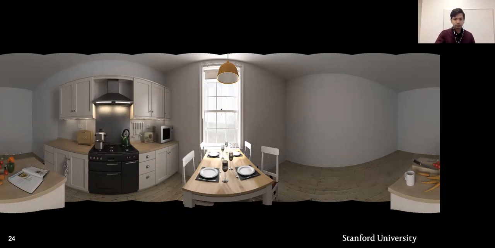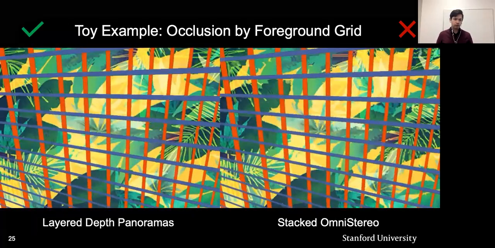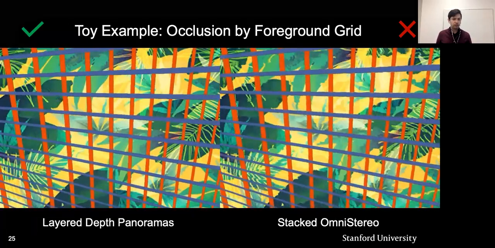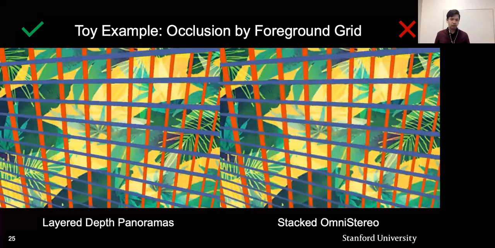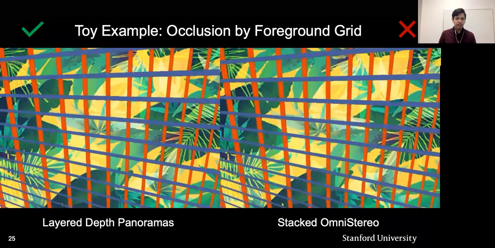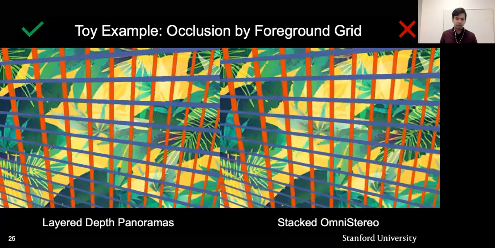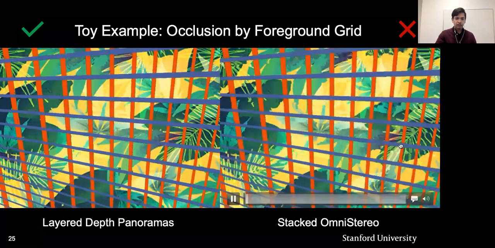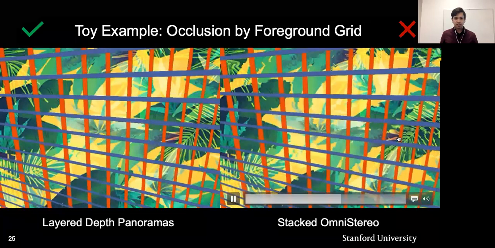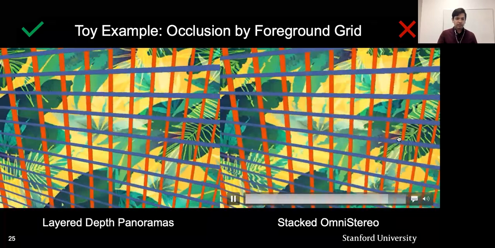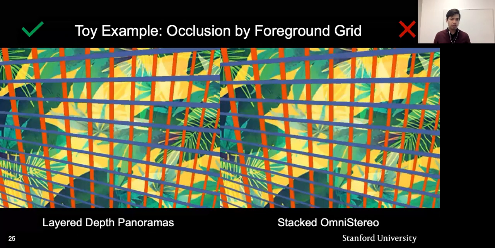occluders. So in this toy example, the scene geometry is very simple. There's a static background that's really far away, and there's this red and blue grid that's occluding the scene. As the viewpoint shifts around, in the video on the right that is synthesized by stacked omnistereo, we see significant flickering artifacts because of disocclusions and in-painting. Whereas the layered representation synthesizes the correct video as shown on the left.